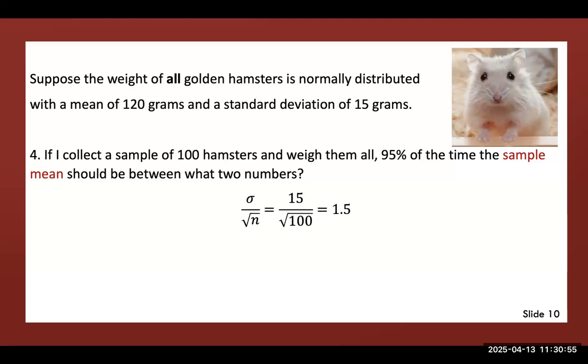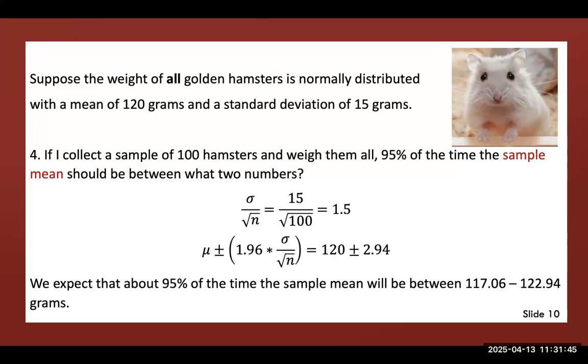Let's calculate our standard error, which for our sample mean is sigma divided by square root n. That's 15 over the square root of 100, which gives us 1.5. So we're going to take our z-score, because we want 95% of the time. The z-score is 1.96, and we're going to multiply by the standard error here, which is our new standard deviation, and we get 2.94. We add it and subtract it, and we get 117.06 and 122.94.